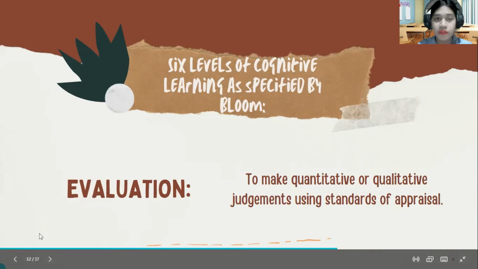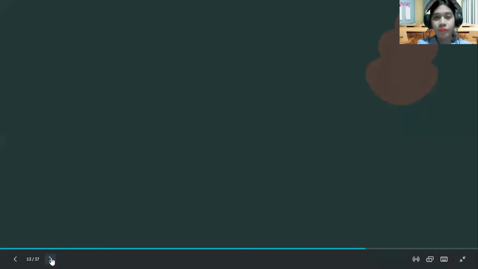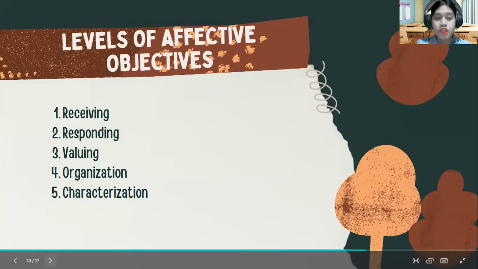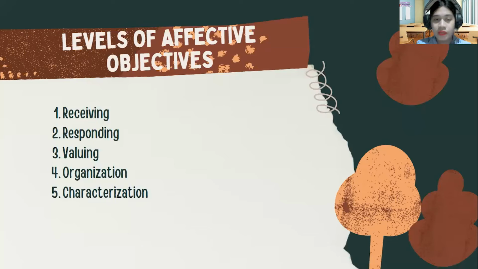Since we're done with the six levels of cognitive objectives, we'll be moving on to the levels of affective objectives. Before I tackle the five types of levels of affective objectives, I will first discuss what the level of affective objectives is.